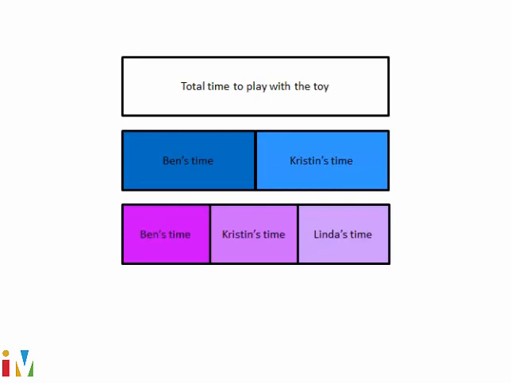If Ben and Kristen share a toy for an hour, each one gets to play with it longer than if Ben, Kristen, and Linda share a toy for an hour, assuming they all get an equal amount of time. So in the first situation, Ben and Kristen each get 1/2 hour of playtime, while in the second situation, Ben, Kristen, and Linda each get 1/3 hour of playtime.